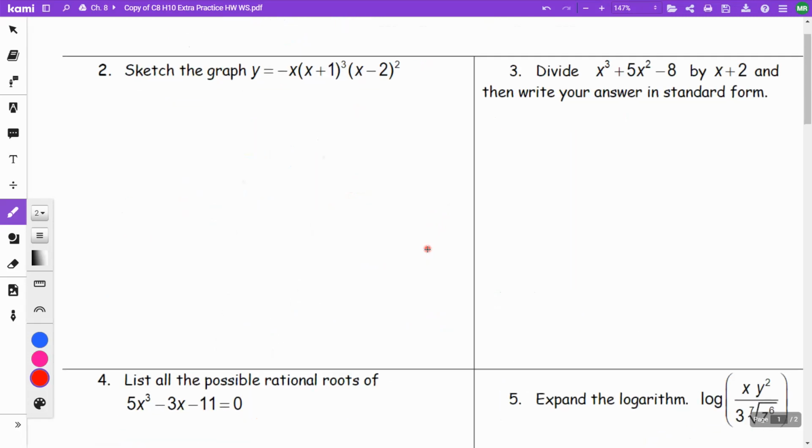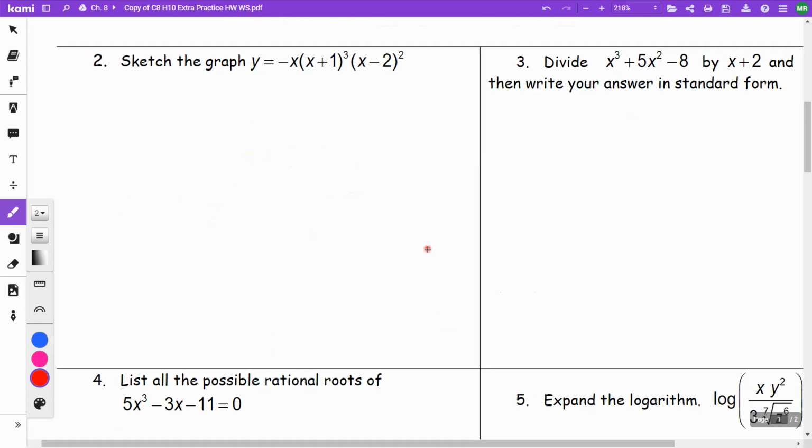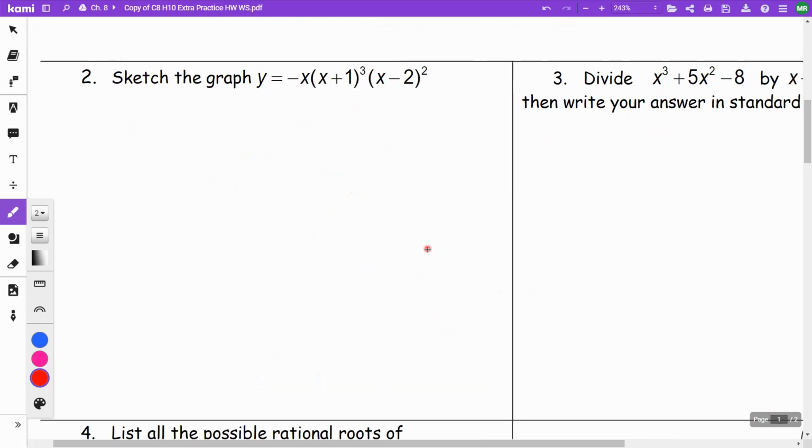Okay, on number 2, we're going to be sketching a graph of the polynomial. First off, it's in the factored form, so I don't just look at the biggest power. I'm going to combine all of them. Let me write it above it. This is degree 1, plus this is a degree 3, plus this is a degree 2. So I'm going to get a degree 6, and it is negative.